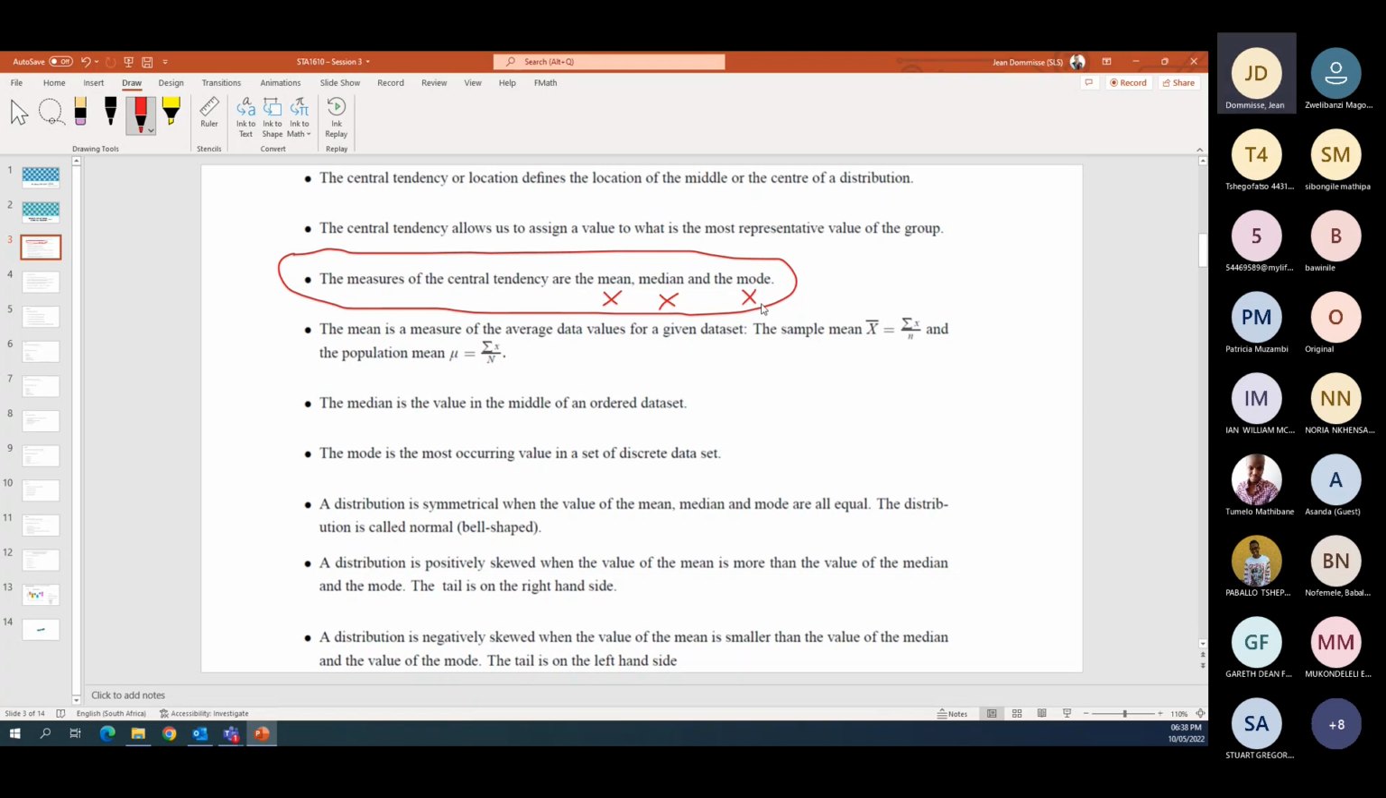Mean is just your average. The mean is just another word for average, and there is a formula for that as well. It's basically taking all the values that they give to you and dividing it by the number of values there is, or dividing by the sample size. So that is your mean.